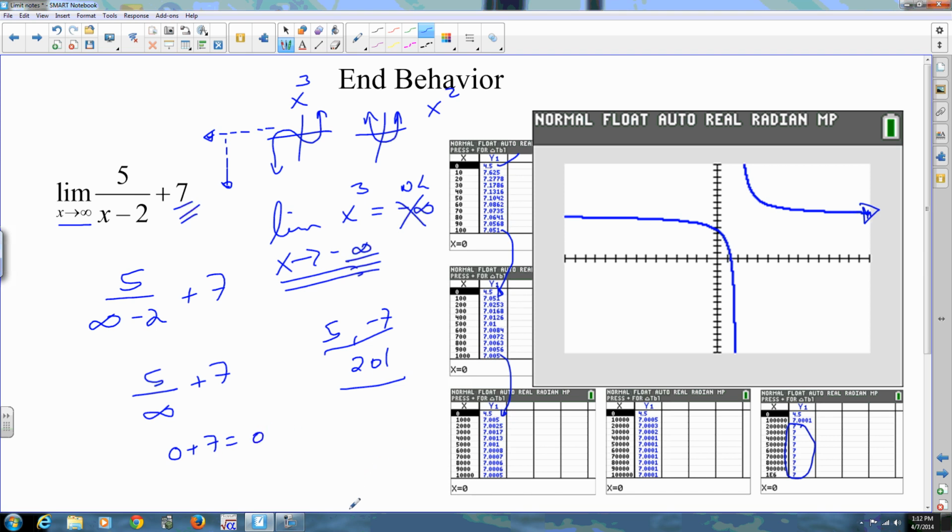So 0. Oops, why did I say 0? Oh my goodness. Somebody's not paying attention. Okay, 0 plus 7 is 7. And that's saying that there's a horizontal asymptote at y is equal to 7. You found its end behavior by looking to positive infinity. Okay, so there you go. That's another example of a limit.